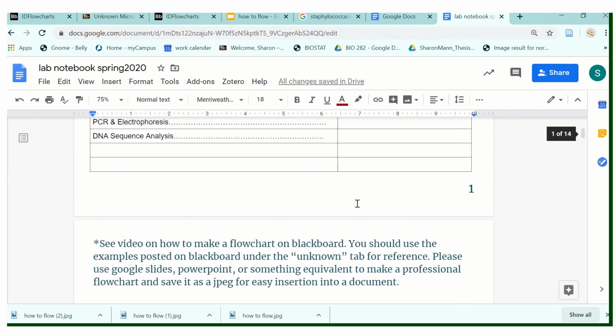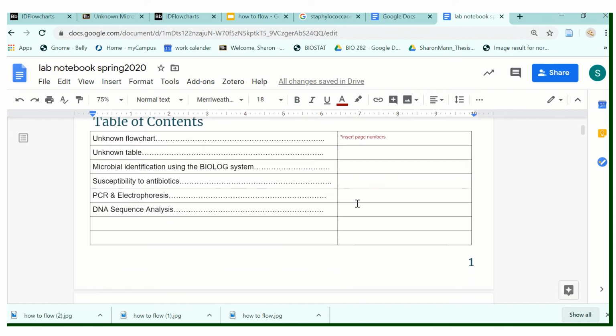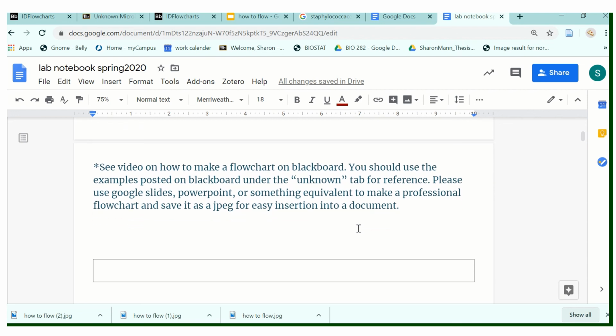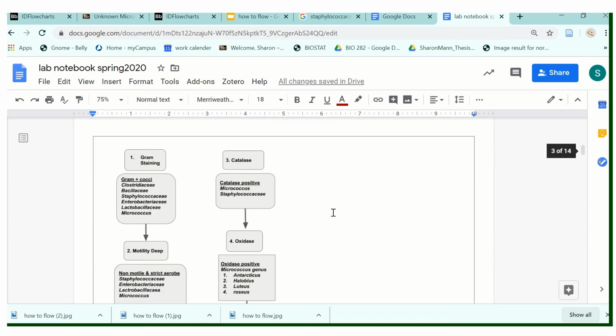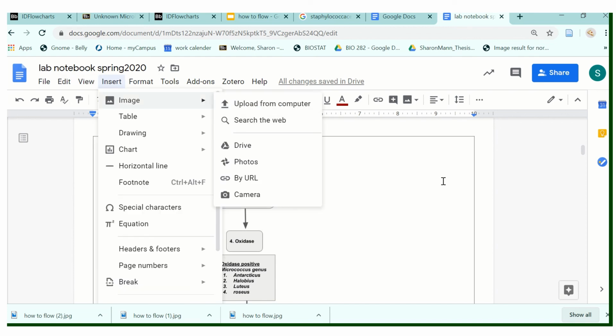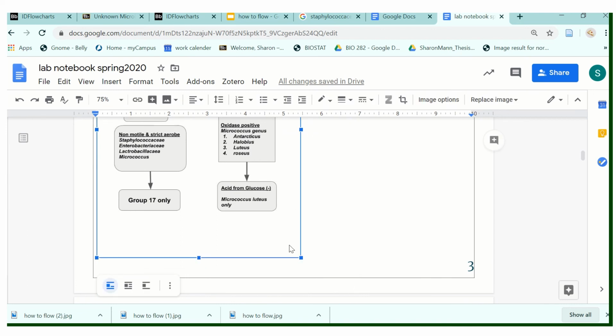So all of you have an individual tailor-made lab manual that looks exactly like this. And the first thing that I asked you to do was to insert a flowchart before you proceed with any other results, before I'll release the results to you, pretty much, because I want to see that you got it down to at least a couple family choices, even better if you got it down to a genus. So I inserted it by just doing insert image, upload from computer, wherever you saved it, and since it's a JPEG, I can stretch it out or shrink it pretty easily.